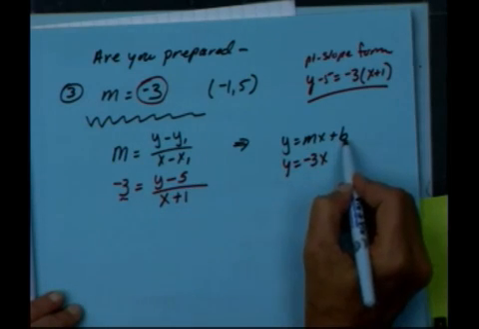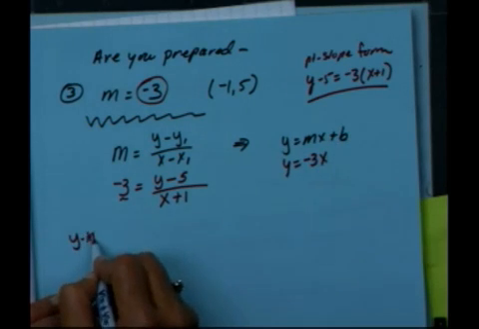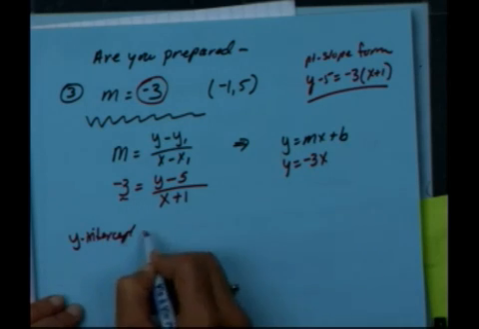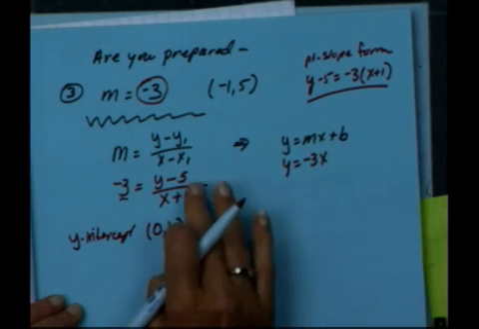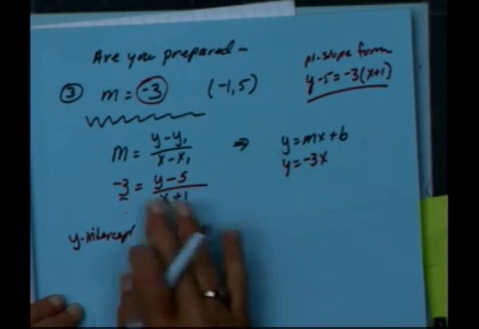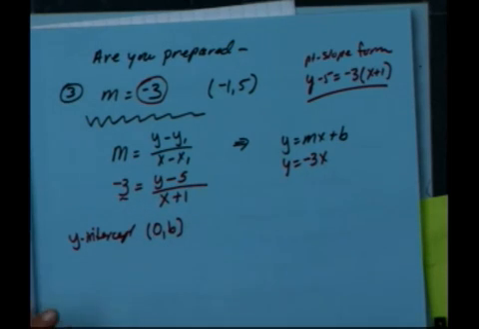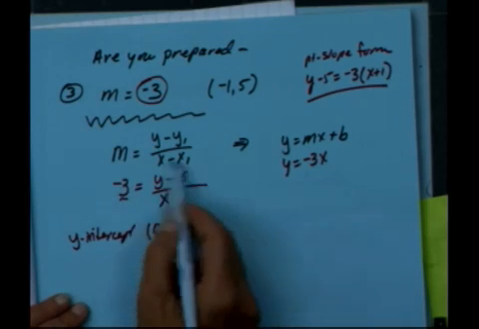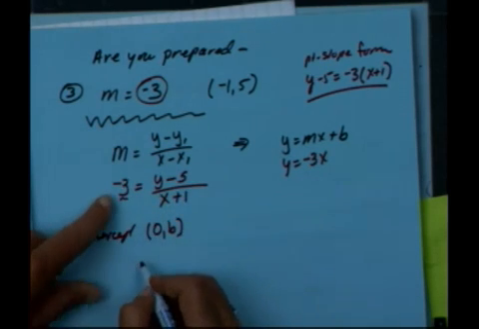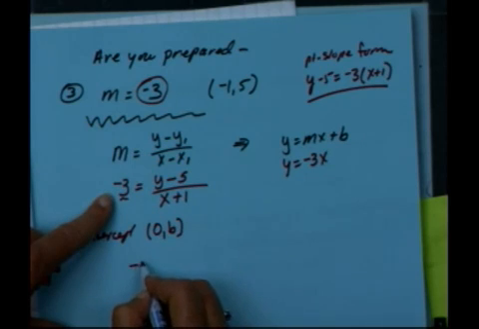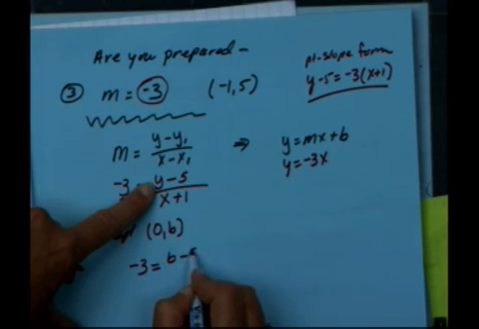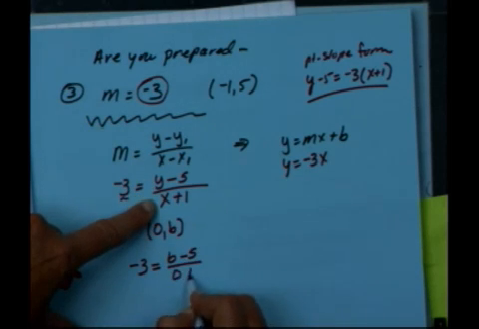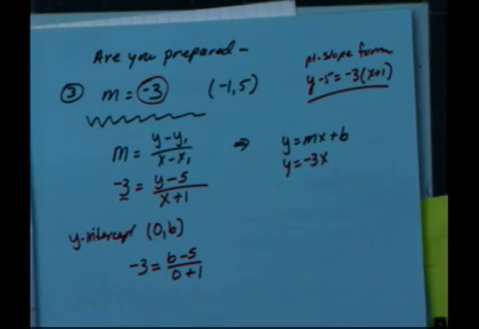And then he said, I know that in this equation, I already have the -3, so y equals -3x. I already had that piece of information. But now I need the y-intercept. So the y-intercept is the ordered pair (0, b). The y-intercept has to be a solution to this equation. So what he did was he said, well, that must satisfy this equation. So he said, I need to solve for b. So -3 equals b minus 5, over 0 plus 1. Do you see what he's doing? He's looking for a way to solve for b.